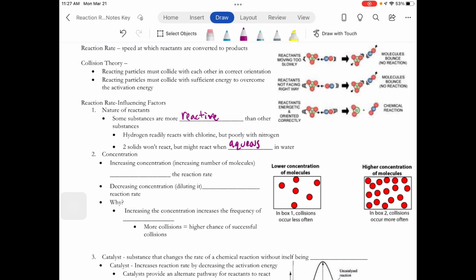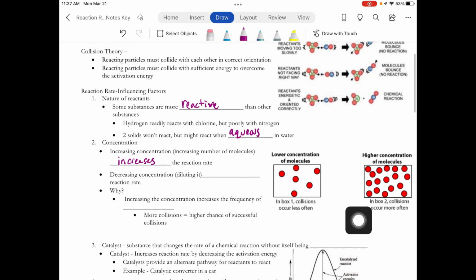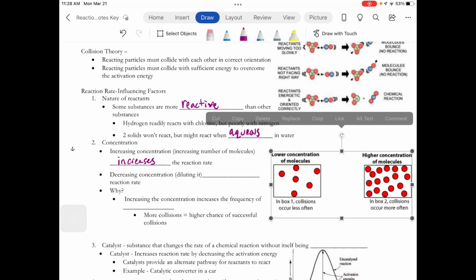Concentration. If you increase the concentration, you're increasing the number of molecules, and that increases the reaction rate. So if you can see this picture right here, in box 1 we have a lower concentration, so less molecules. In box 2, we have more molecules. And so this one on the right will react faster. Decreasing the concentration, like this one on the left, which is the same thing as diluting it, decreases the reaction rate.